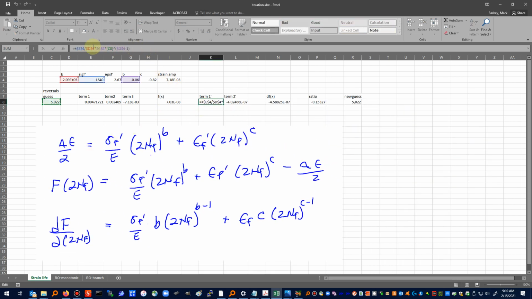Okay. Sigma f prime over E times b, 2Nf to the b minus 1. And this one is epsilon f prime times c, 2Nf to the c minus 1. Okay.